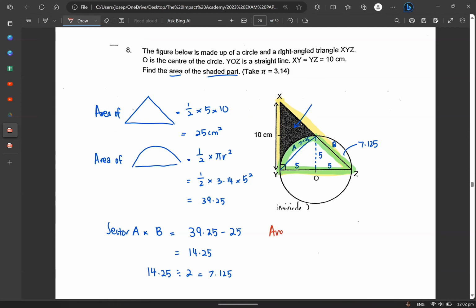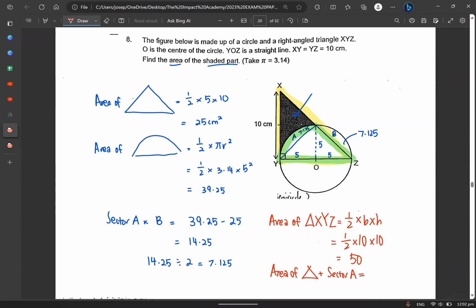So I'm just going to find area of triangle XYZ. We know that it is half times base times height. Okay, half times 10 times 10, and we get to 50. And we can actually find the area of the triangle plus sector A. Okay, so triangle, I'm referring to this triangle over here. So the area of triangle just now we have learned that is 25 plus the sector being 7.125. Okay, so we do 25 plus 7.125, we get to an answer of 32.125.